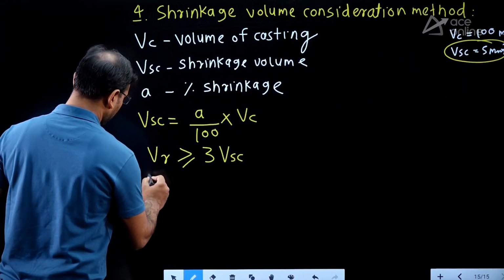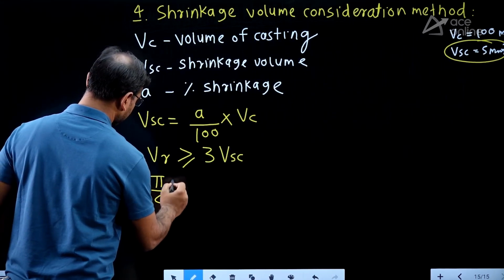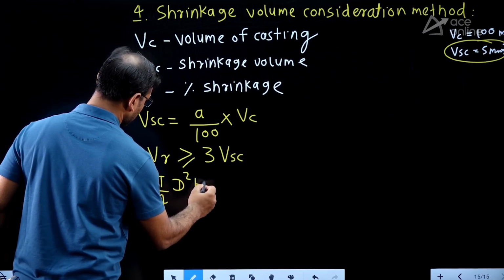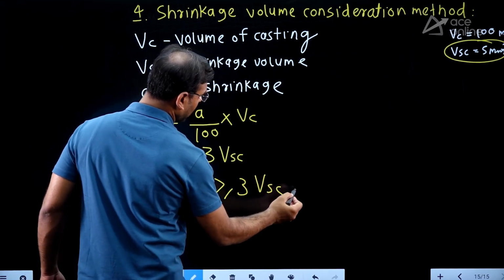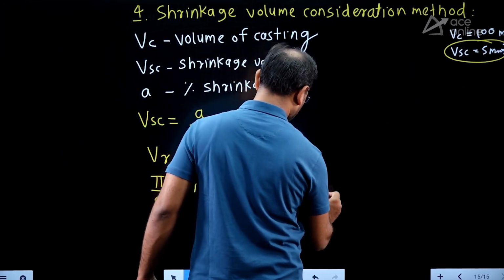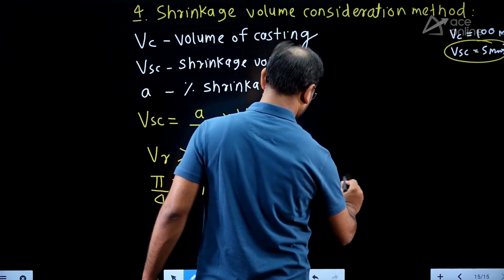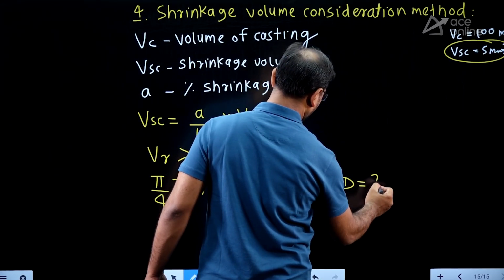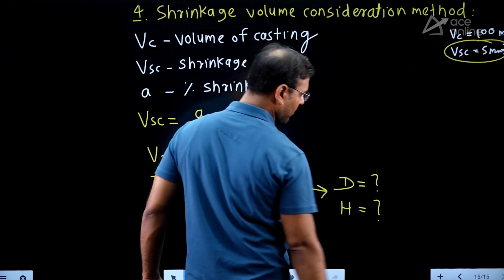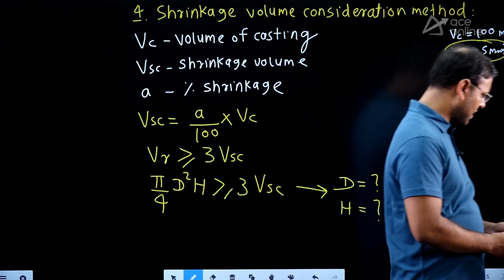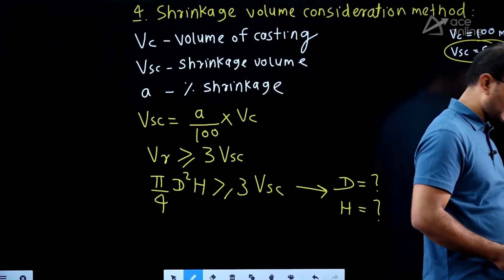And what is the volume formula? Pi by 4 d square h must be greater than or equal to 3 times Vsc. And then here we can get the value of diameter as well as the value of h. We can get the value of diameter as well as the value of h here.